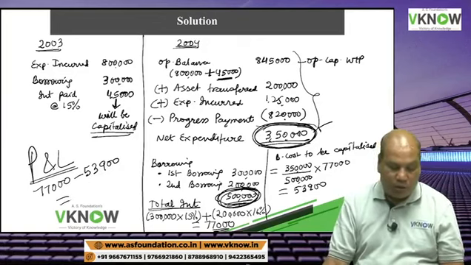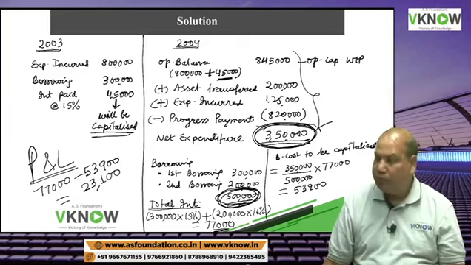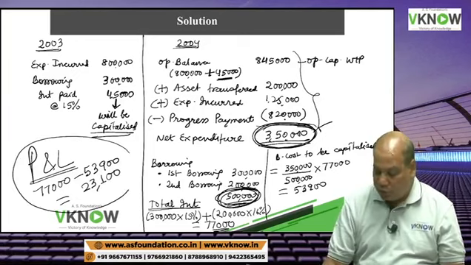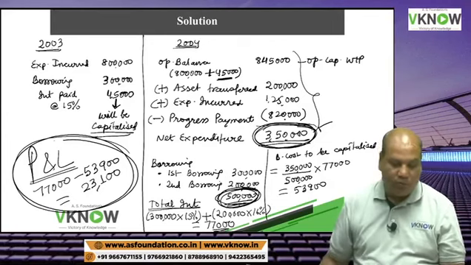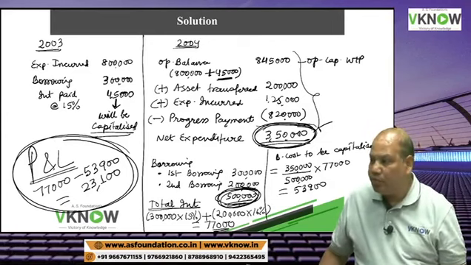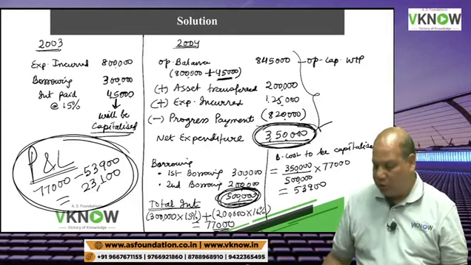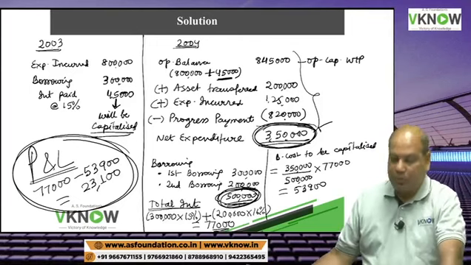So the remaining amount 23,100 will be transferred to P&L account.